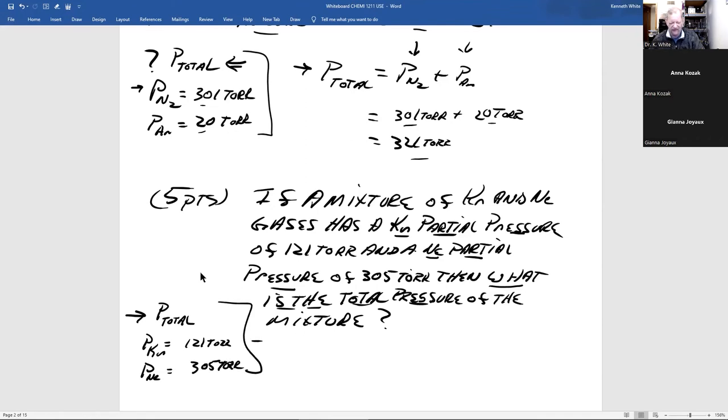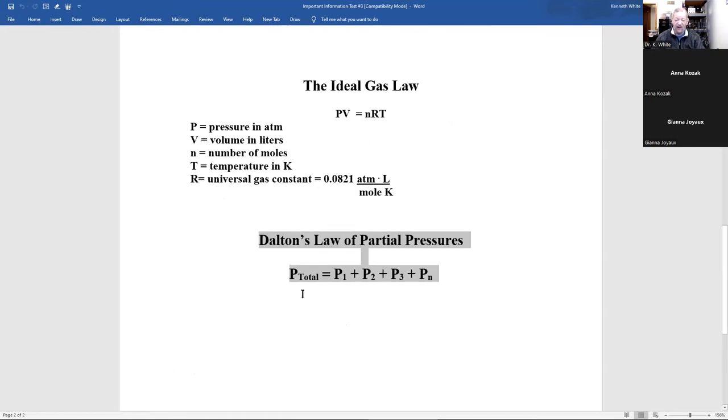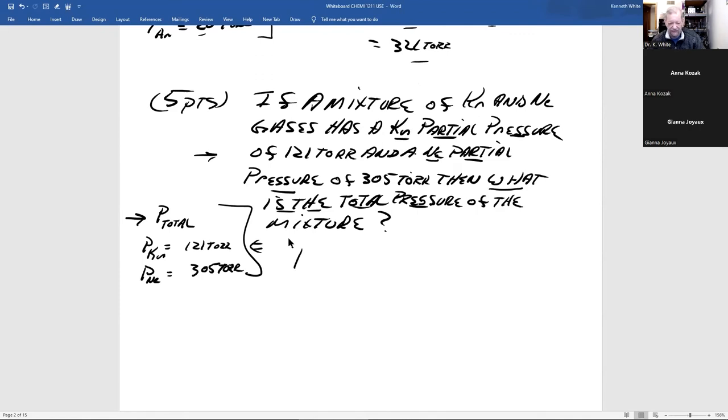And once we have this, we don't have to look there anymore. And notice, as soon as you see the word partial pressure, that means you should consider using, more than consider, Dalton's law of partial pressures. And the total pressure equals the sum of the partial pressures. So I'm going to do that. So P total equals the sum of the partial pressures, which are partial pressure krypton, partial pressure neon. And we figured those numbers right here and here.